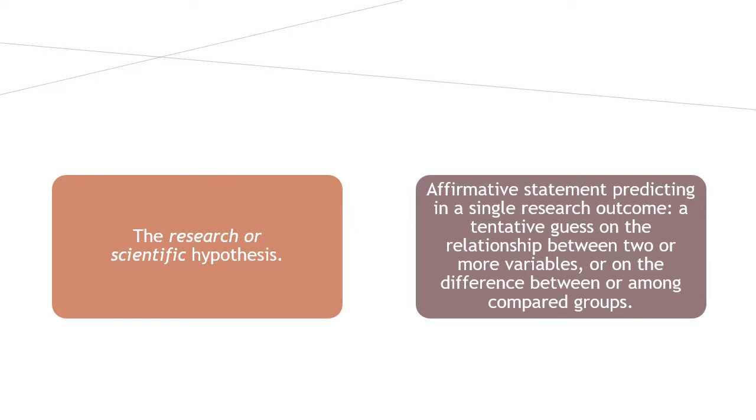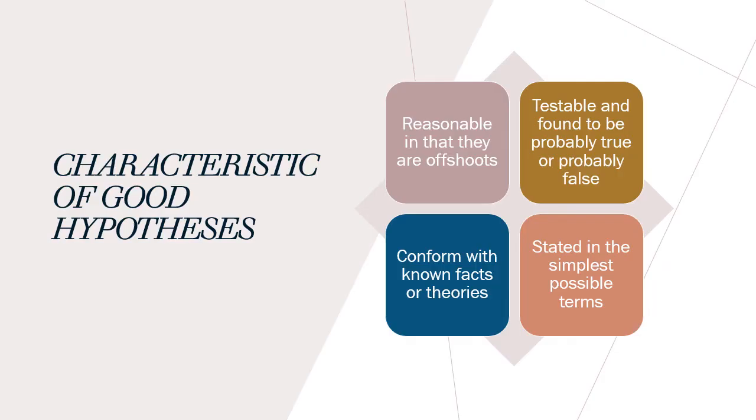Now, the research or scientific hypothesis is actually your alternative hypothesis. It is an affirmative statement that would predict a single research outcome. Again, it's still a tentative guess of the relationship or difference between the variables. And the characteristics of a good hypothesis: it's reasonable in that they are offshoots, it's testable and found to be probably true or probably false, it would conform with known facts or theories, and stated in the simplest possible terms.